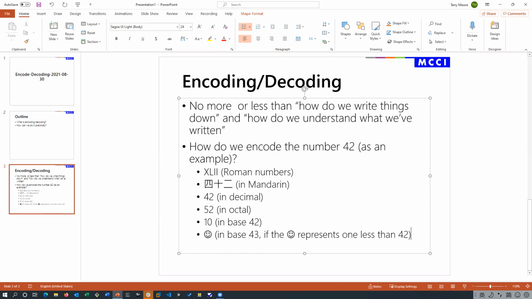So we get to choose. So an encoding is how we choose to represent a number. So let's think about an encoding. Let's talk about how we represent the letter A. How do we represent the letter A?